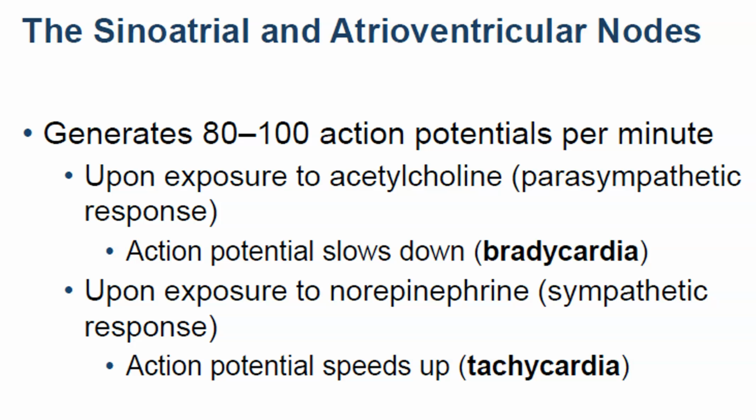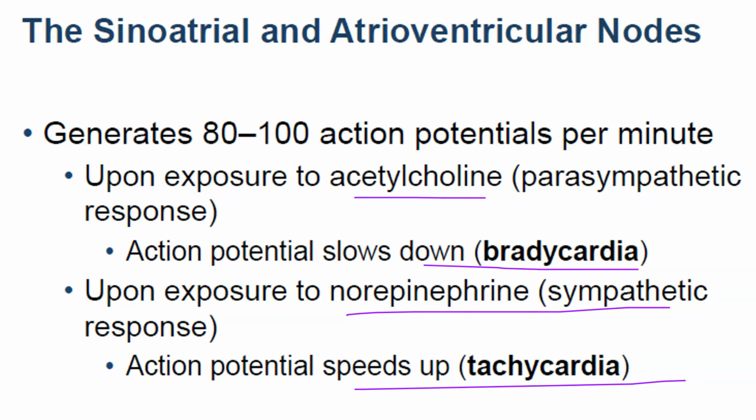So the sinoatrial and AV nodes produce literally 80 to 100 action potentials per minute on average. Some chemicals that you automatically make, like acetylcholine, slow that down. Bradycardia is a slow heart rate. Sympathetic response, fight or flight, speeds up the heart rate. That's called tachycardia, a fast heart rate.